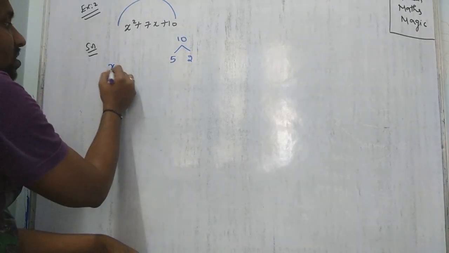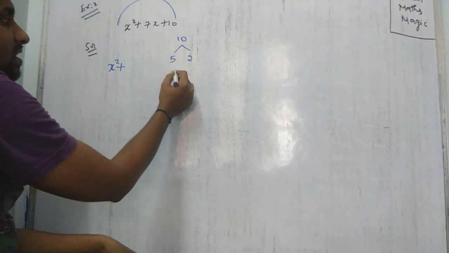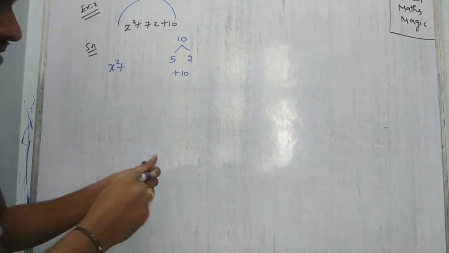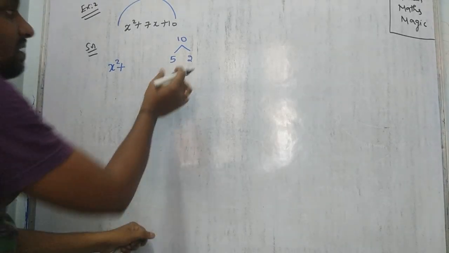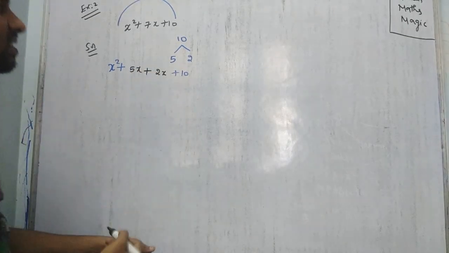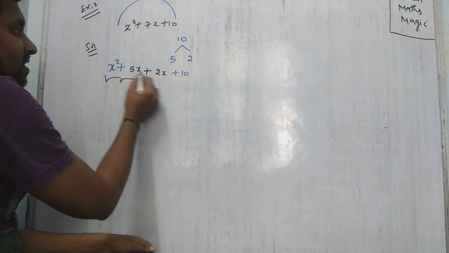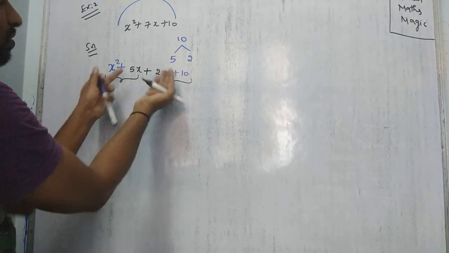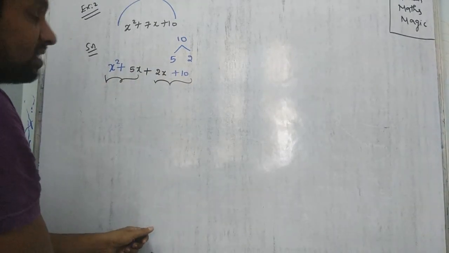Now splitting the middle term x square plus... don't do anything to this 10. What is the middle term? 7x. 7x can be split into 5x plus 2x. Now first two are father, last two are mother. Either 2x plus 5x square can be written, depends upon the sum.